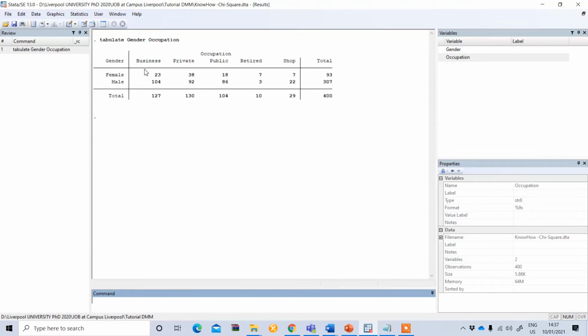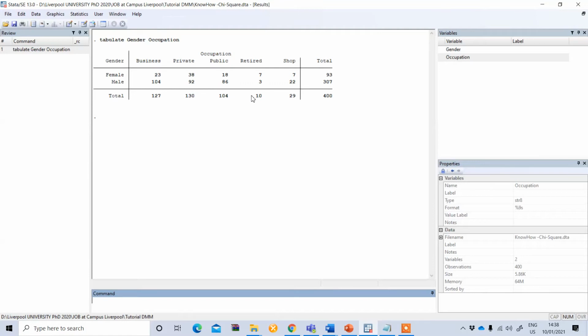If you compare these job or occupation categories against gender, for example take business. Among these two groups most of them are male. 127 respondents are involved in business, and among the 127, 104 are male. So they are the highest category involved in this occupation. Similarly, among the 130 respondents doing private jobs, most of them are male, 92 against 38.